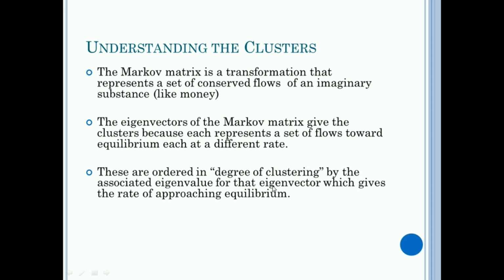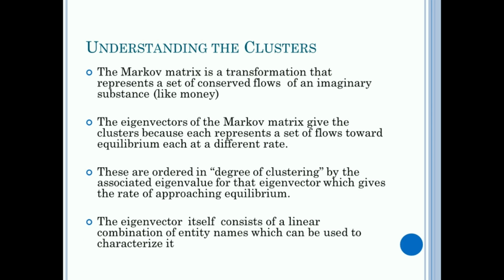Thus, the degree of clustering can be ordered by sorting the clusters, or eigenvectors, by their associated eigenvalues. The eigenvector can also be characterized by the indices, row and column names, for the dominant components. That's because this eigenvector is going to be made up of elements; it might be made of tin and copper and lead for one of the eigenvectors, and those names would be prominent in the most important part of that linear combination.